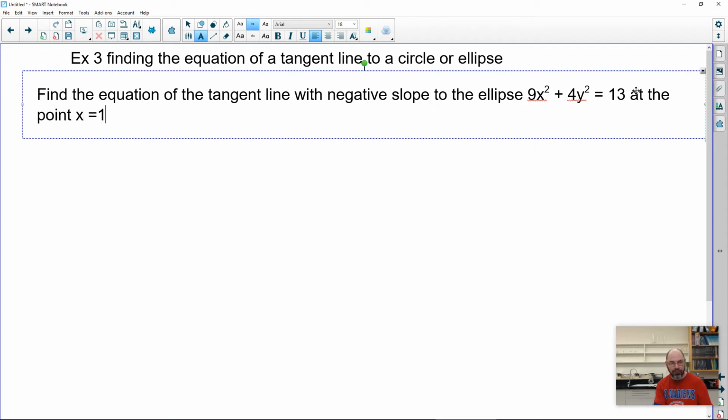Sometimes they'll give you both coordinates, but that's where this negative slope thing comes into play. And I'll show you an example of that one. I'm doing it here when I'm doing the solution.